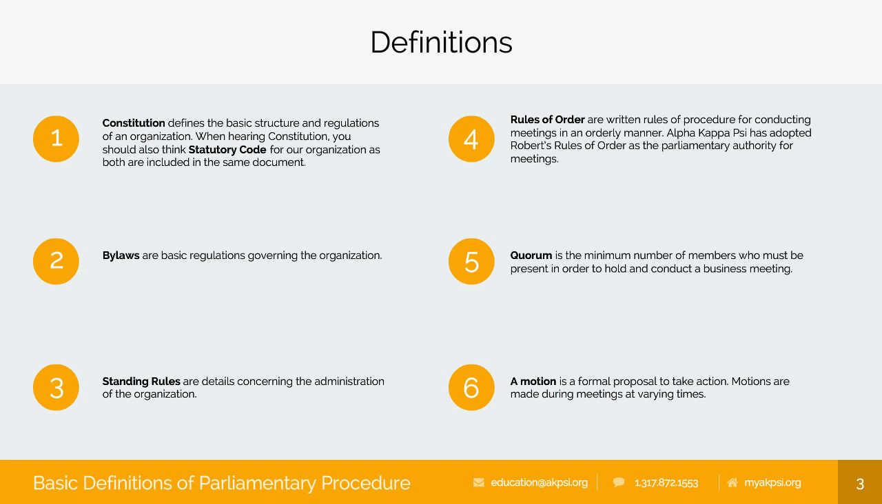Quorum is the minimum number of members who must be present in order to hold and conduct a business meeting. This can vary by organization. However, for the fraternity, we use a simple majority, or 50% plus 1 of members in good standing. If you do not have 50% plus 1 members in good standing present at a meeting, you cannot conduct business until this requirement is met. This is stated in Article 4, Section 2 of the Constitution.